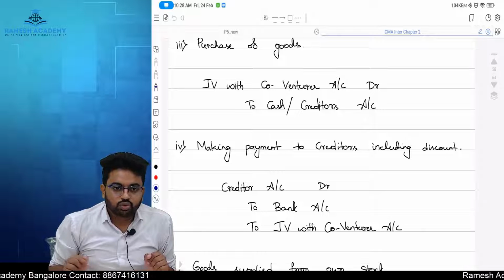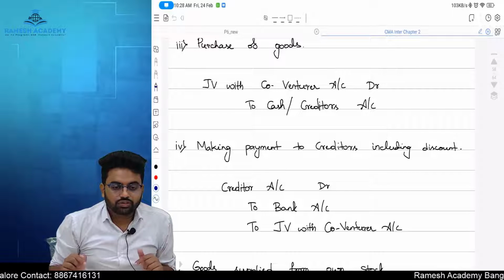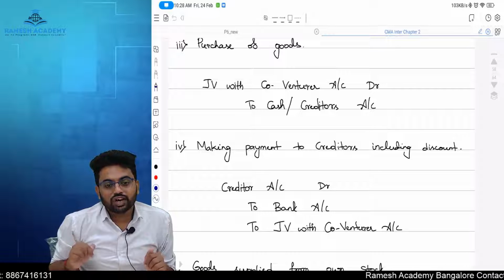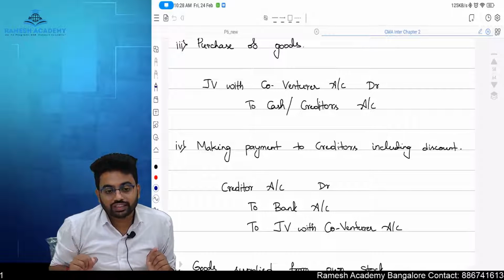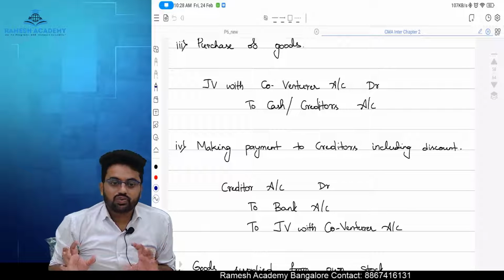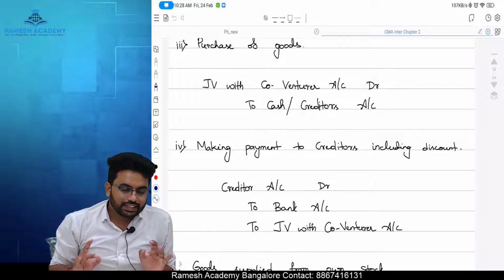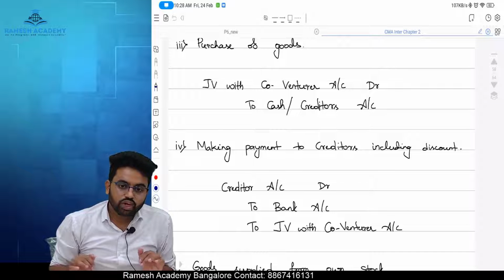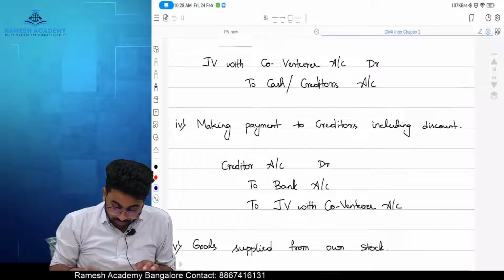Creditors account debit to bank to discount, right? To discount received. But here this discount received is not our discount, it is the discount of the joint venture. So that income will be transferred to the joint venture with co-venture account. So the entry will be creditor account debit to bank account to joint venture with co-venture account.